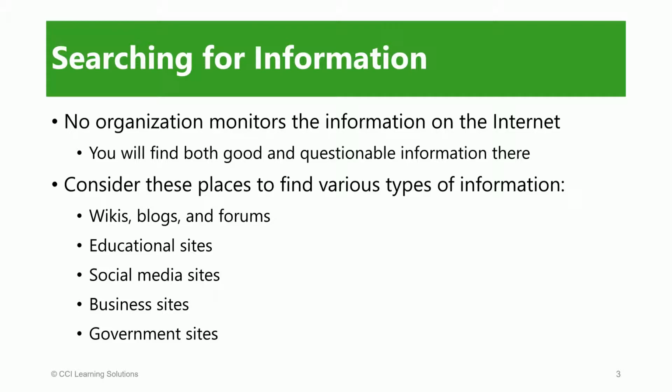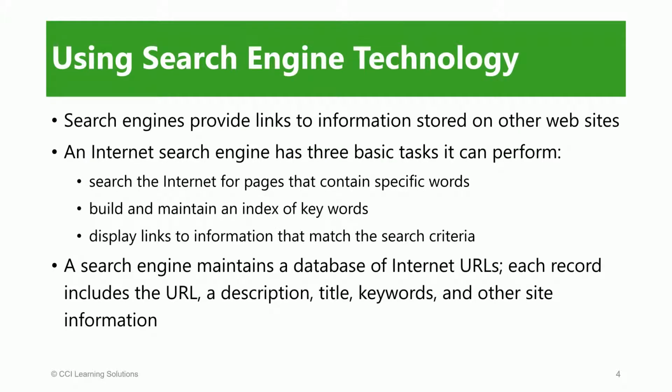No organization monitors the information on the internet. You will find both good and questionable information there. Consider these places to find various types of information: wikis, blogs, and forums, educational sites, social media sites, business sites, and government sites. Search engines provide links to information stored on other websites.